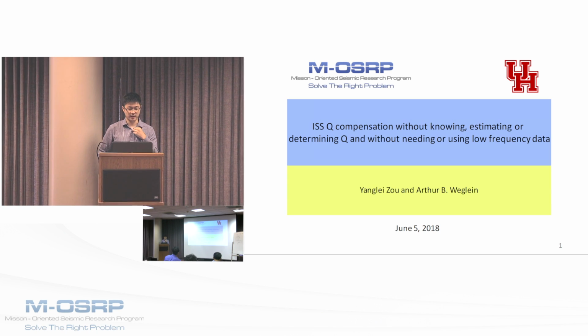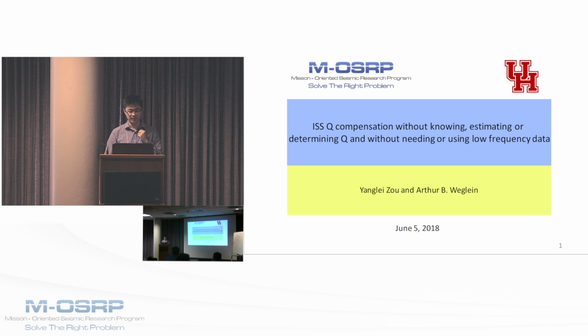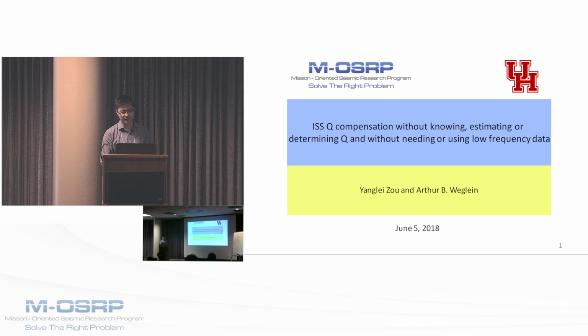So in this talk, I'll talk about the ISS Q compensation algorithm. The Q absorption in the subsurface damages the reflection data, and Q compensation is to recover the damage and to output the data as if it has never experienced the Q absorption.